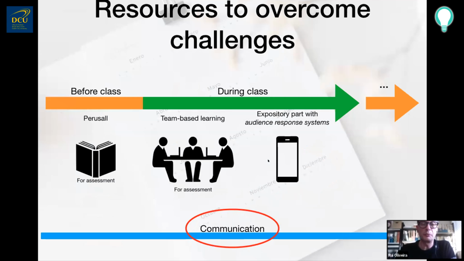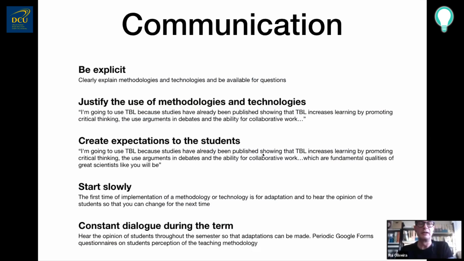Regarding communication during all the semester, to see if the students are enjoying, if they are feeling difficulties, how could they adapt to all these methodologies, I implemented an explicit way of communicating with them, trying to explain in detail every methodology and technology, and making sure that I was available for any questions they have during the semester.